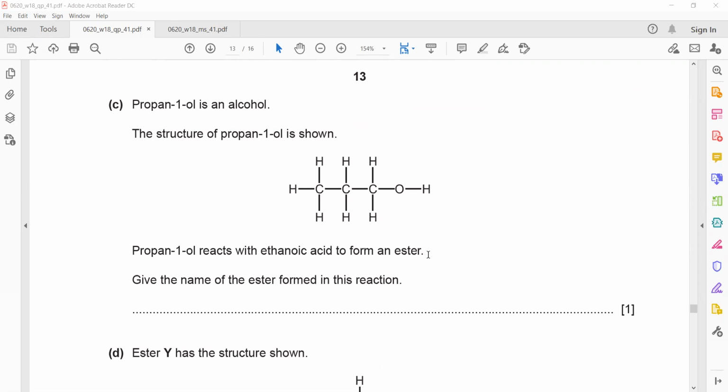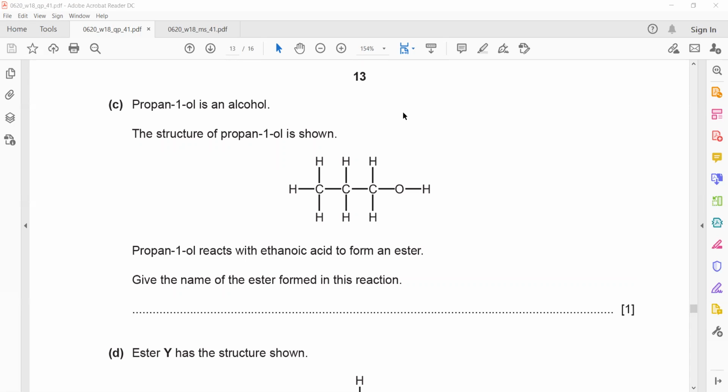Propan-1-ol is an alcohol. Propan-1-ol reacts with ethanoic acid to form an ester. Give the name of the ester formed. Which ester will form by propanol? Propanol, you can say propanol and ethanoic acid. Propanoic acid. No, the ester. Propanoic acid is, oh yes, yes, carboxylic acid. Yeah, you need an ester.